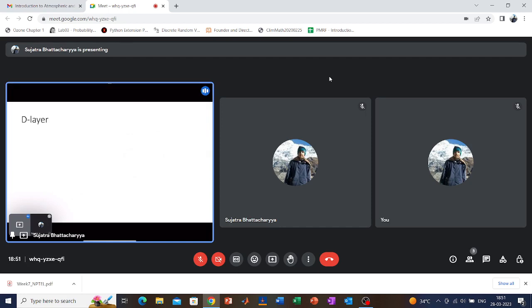The next thing is the D layer, E layer and F layer. I will discuss some characteristics, and then a numerical we will solve.